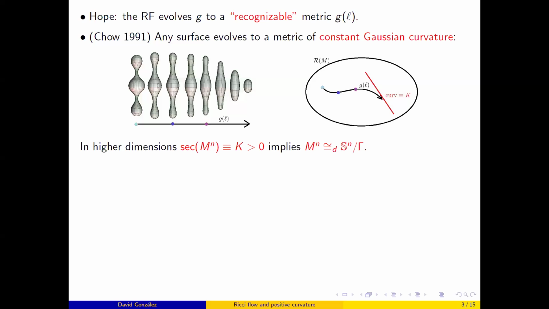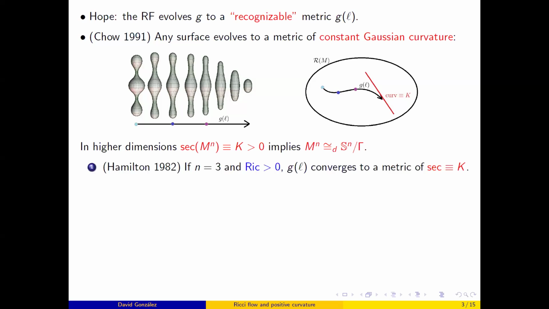And in higher dimensions, we have this notion of sectional curvature. And when it is constant, we get something that we can recognize. These are the space forms, so quotients of spheres, or the sphere itself in the simply connected case. I want to highlight three theorems which do this.